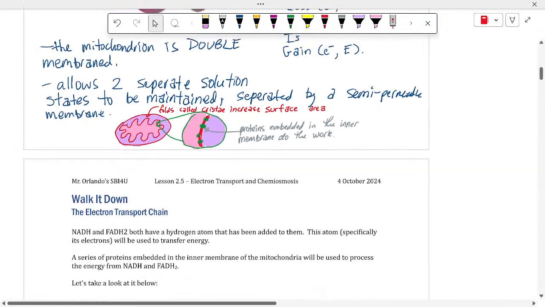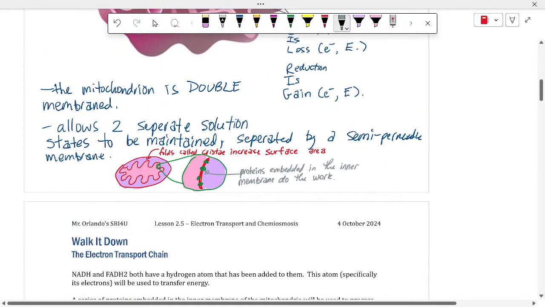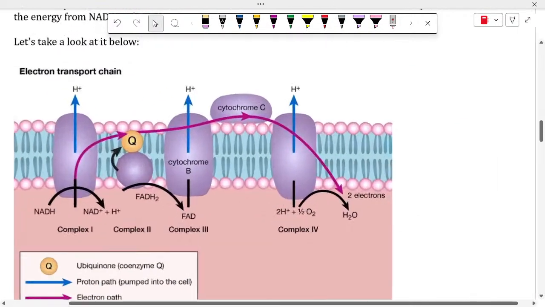Okay. So let's take a look down at just what I drew here. We're going to look at this inner membrane. And here it is.